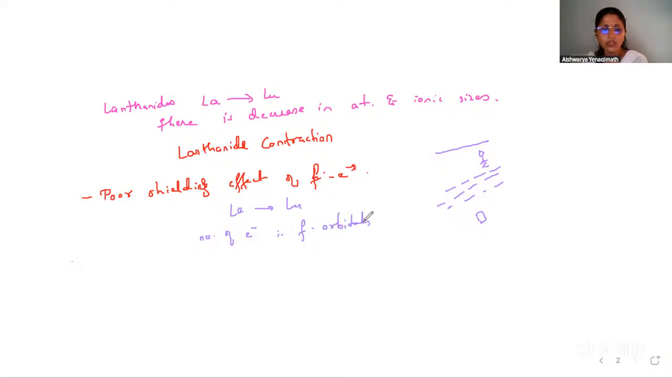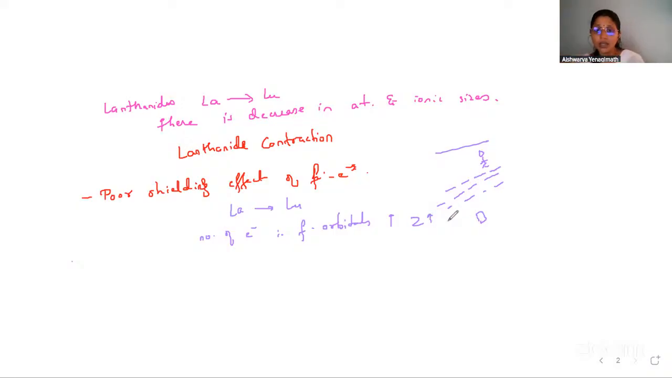goes on increasing. Why does it increase? Because atomic size is increasing, because Z is increasing. But the shielding effect of F electrons is very poor. Because of the poor shielding effect, as the number of electrons increases the size should go on increasing, right? But since the inner electrons do not shield correctly, the nucleus will pull the electrons closer.